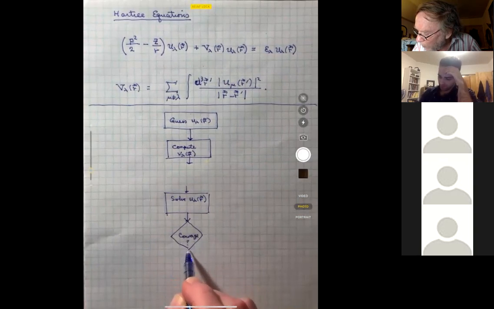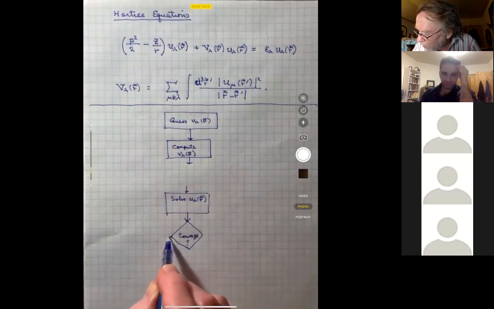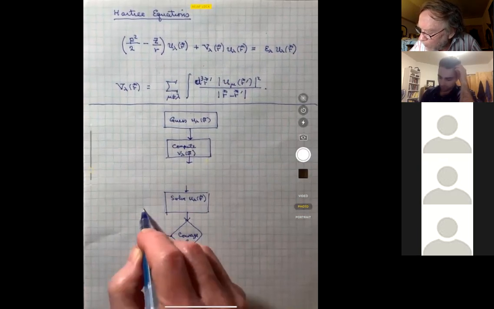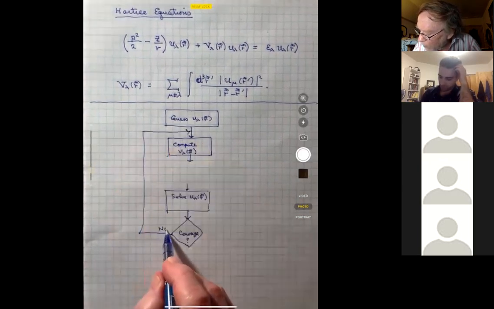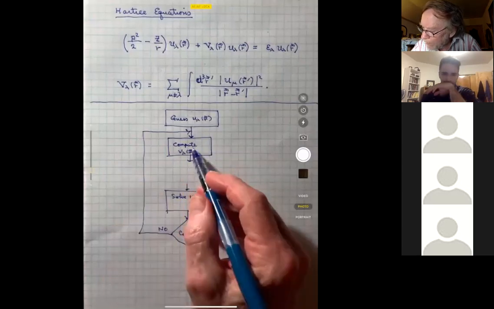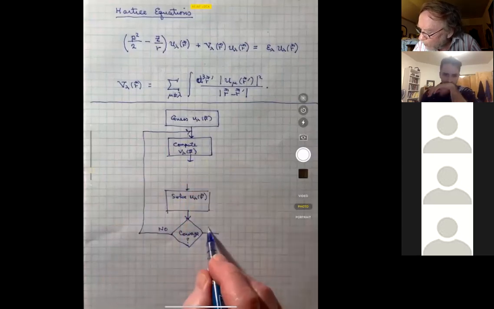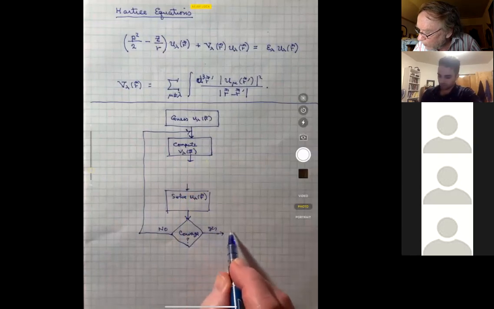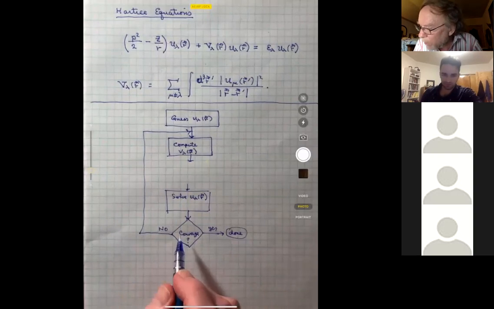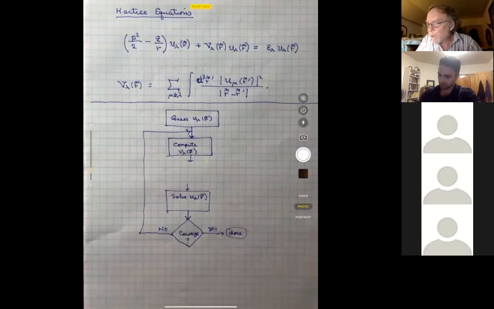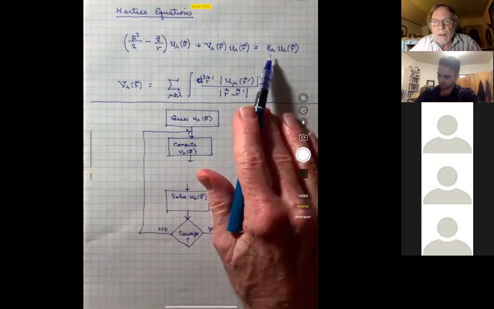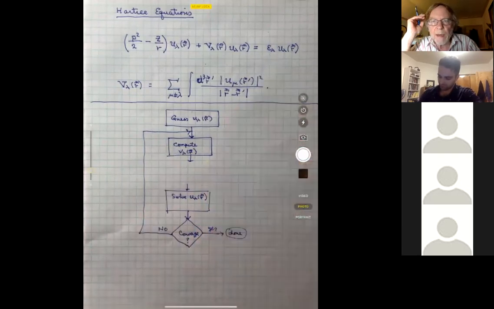I don't know if in computer science classes they teach you about flowcharts. They did when I was a student. But anyway, here's what we do. If the convergence answer is no, we loop back and we compute V lambda again and we iterate like this. Whereas if the answer is yes, then we're done. And what we've got is a set of self-consistent orbitals, U lambda, and also self-consistent potentials. But we also, by the way, have the pseudo eigenvalues, the epsilon lambdas. We've got all of that.